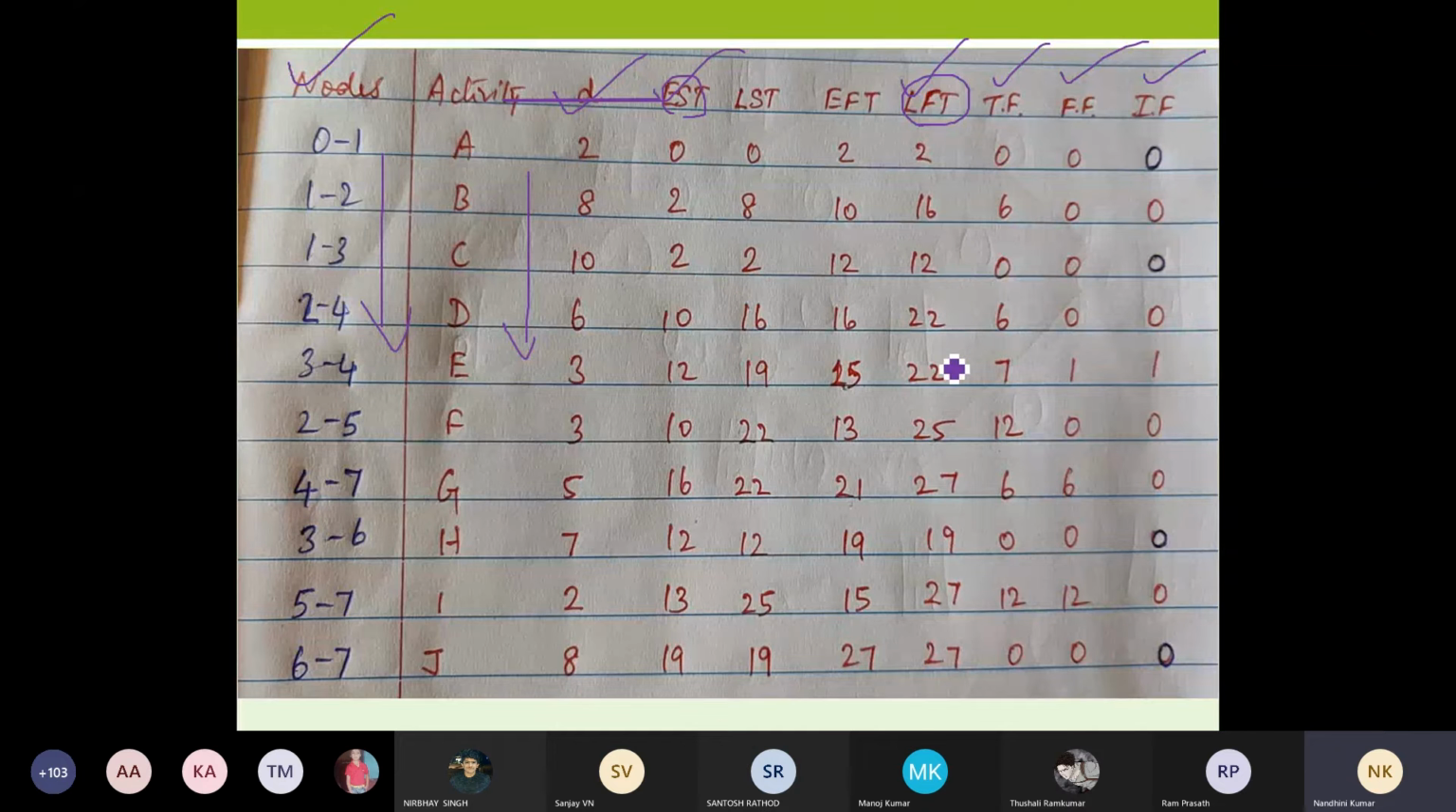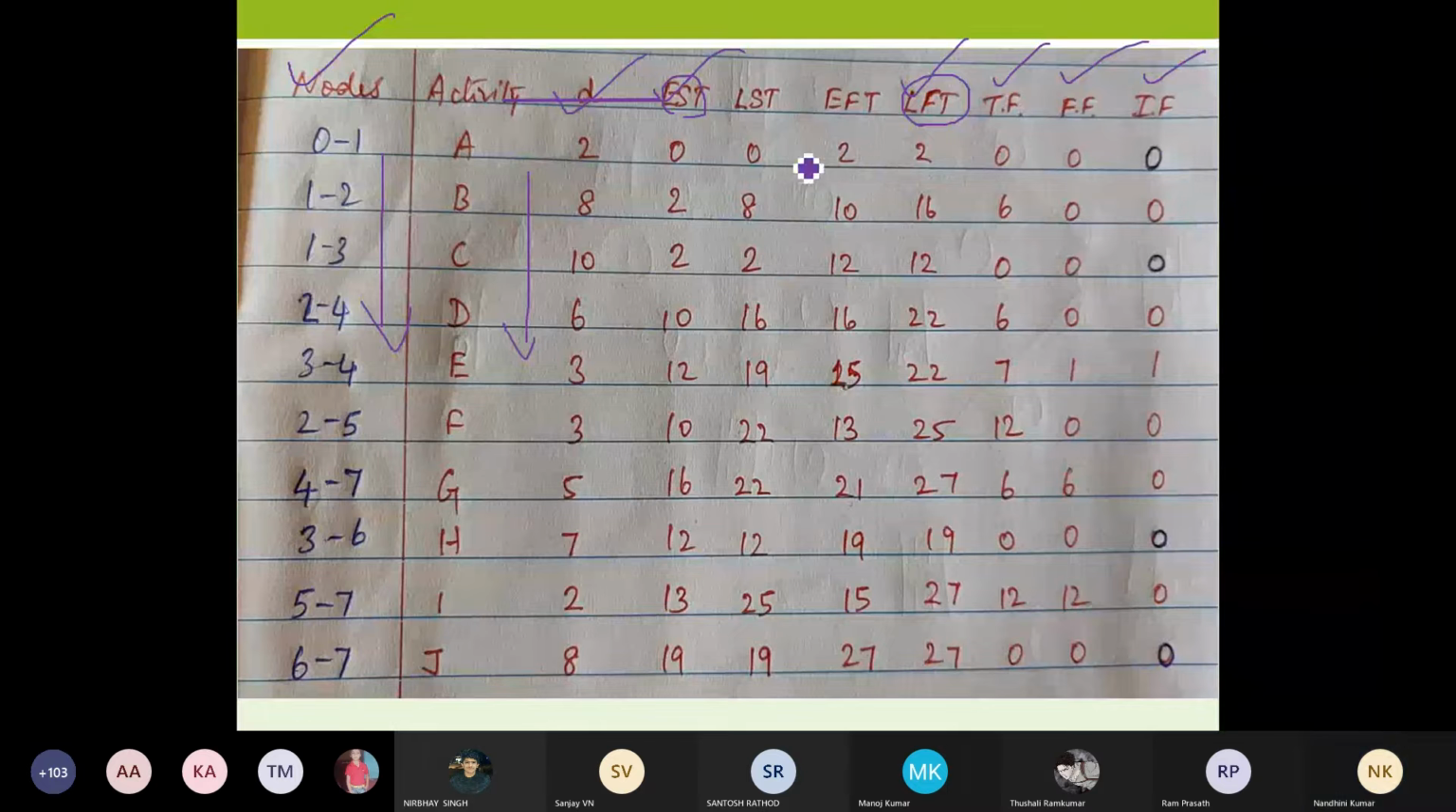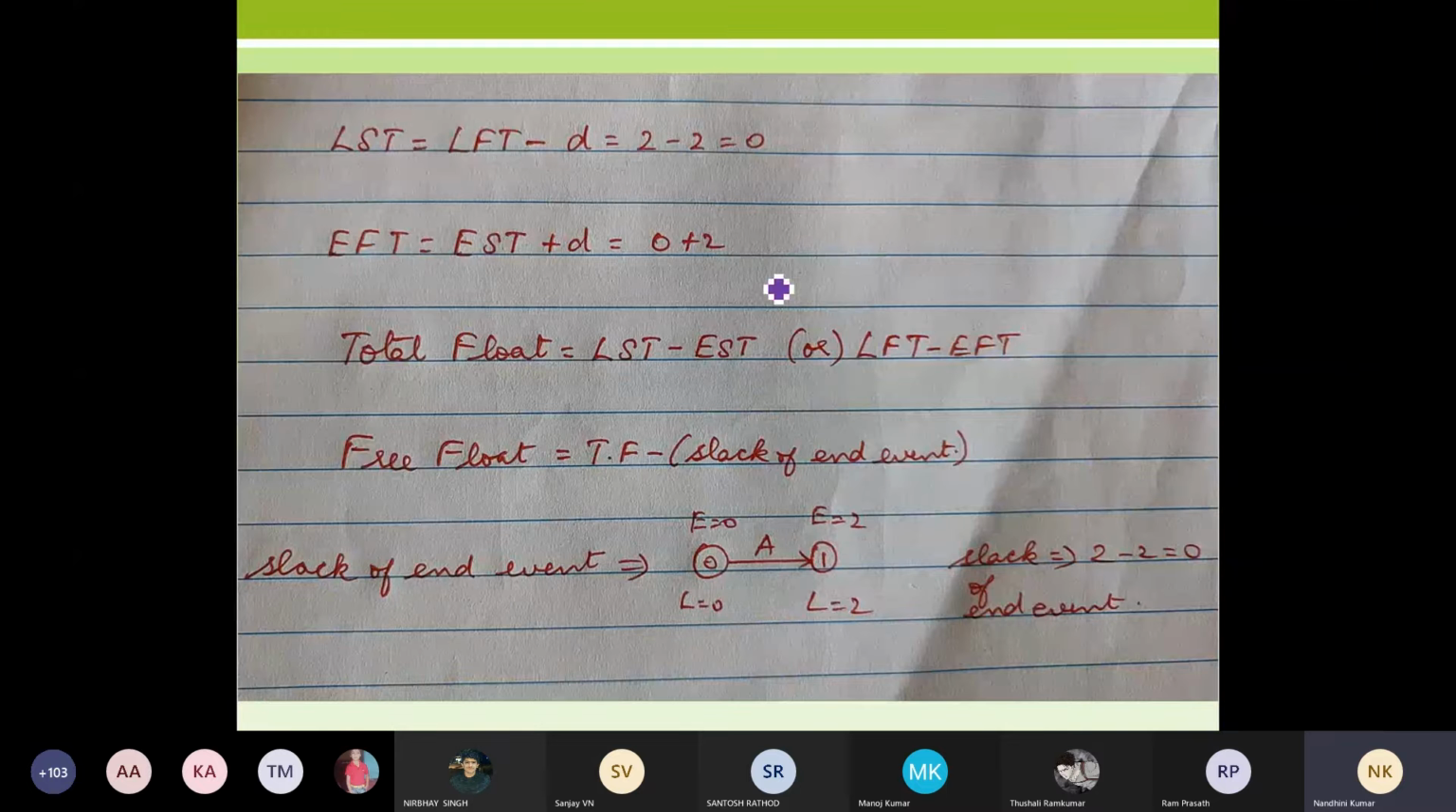After listing this out, you are going to calculate your LST and EFT. For the calculation of LST, this is the formula: latest finish time minus duration. So LST is equal to the latest finish time, that is 2, minus duration, which is 2. 2 minus 2 gives me 0. Similarly, it is 16 here in the third row, so 16 minus 8 will give me 8 as my latest start time. Similarly, it is 12 minus 10, that gives me 2. So this is the calculation of LST.